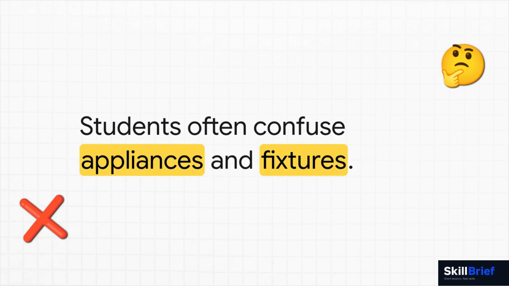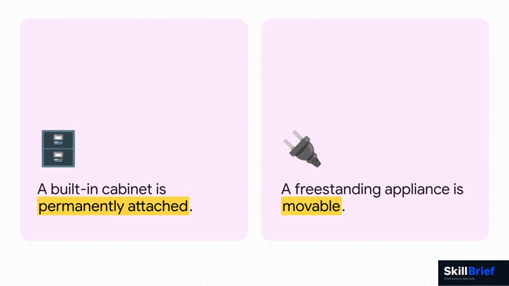It's very easy to look at a beautifully completed kitchen and see it as one big unified thing. But the law sees it completely differently. When you encounter these interior items on a test, you have to pause and ask yourself, is this specific item permanently attached to the structure, or is it movable? Let's actually put that question into practice.